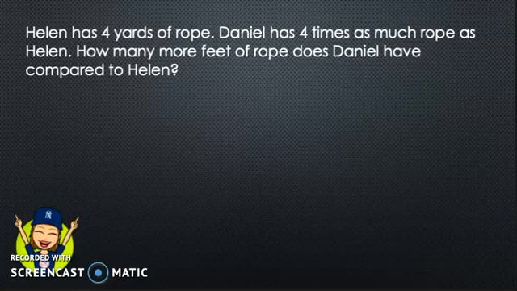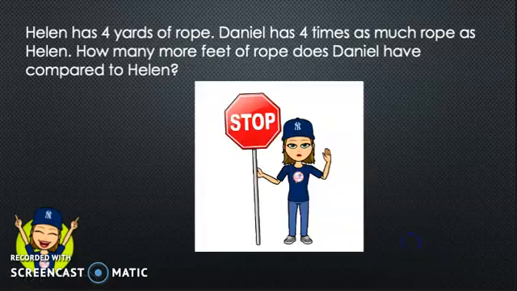Yeah, that's correct. We have to convert yards into feet. So 1 yard is going to be equal to 3 feet. We know how many yards Helen has and that Dan has 4 times as many, but our final answer has to be in feet. So now I want you to pause the video. Draw a tape diagram to represent Helen's amount of rope compared to Dan's. Then I want you to solve the problem. When you've finished, press play and I will go over it with you.